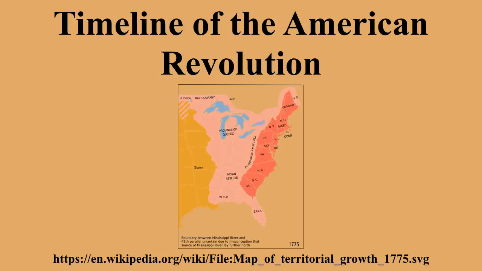1778: Treaty of Amity and Commerce and Treaty of Alliance with France. Battle of Barren Hill. British occupation of Philadelphia ends. Battle of Monmouth. Capture of Savannah. British successfully launch the Southern Strategy. 1778-1779: Continental Army in winter quarters at Middlebrook Encampment.